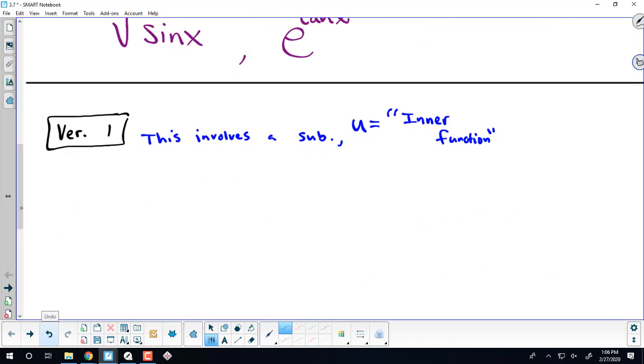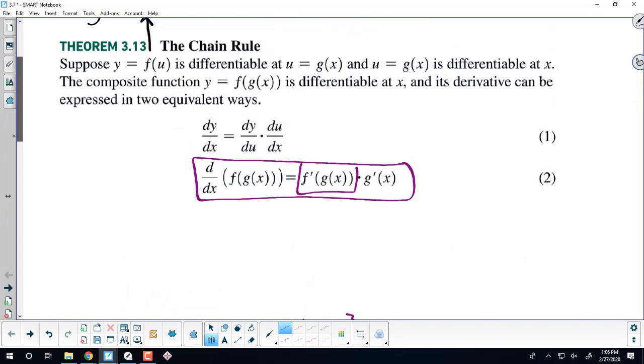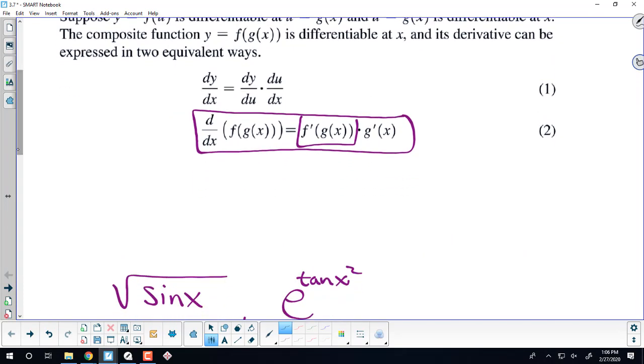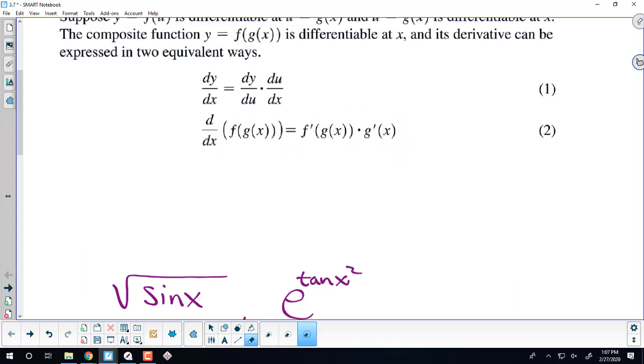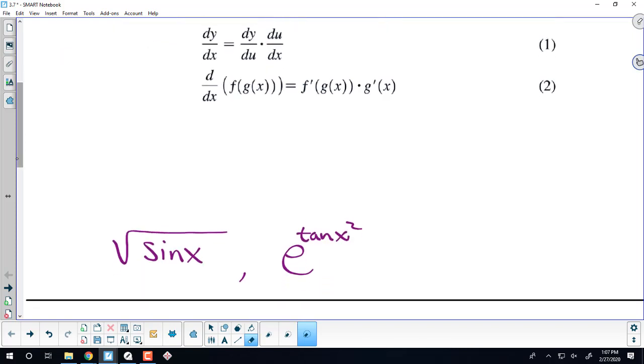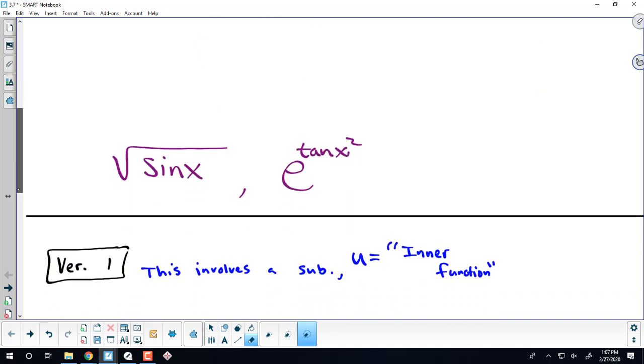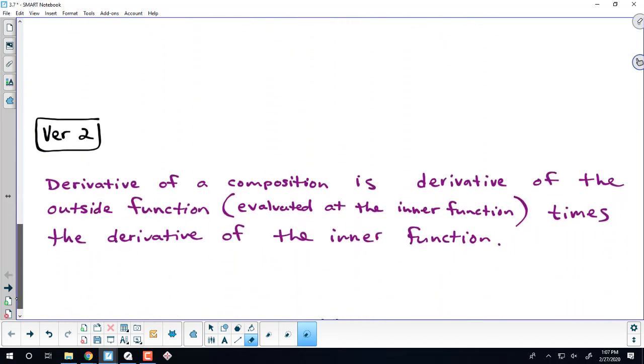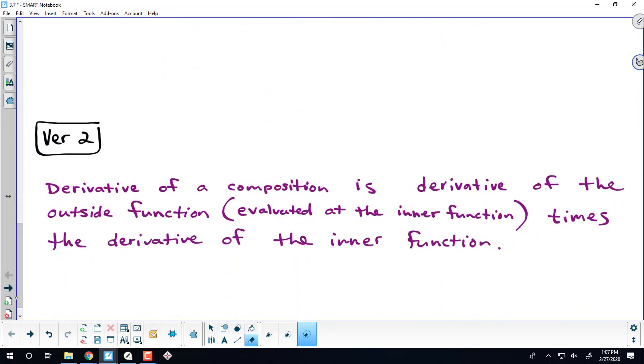All right. Well, then we left off introducing 3.7 and what we were going to be doing in 3.7. This rule allows us to take the derivative of a composition of functions. There were 2 versions here. The first version, as we said, involved a substitution. For the second version, we wrote down in words what it meant: we take the derivative of the outside function, leave the inside function alone, and then multiply that by the derivative of the inner function.